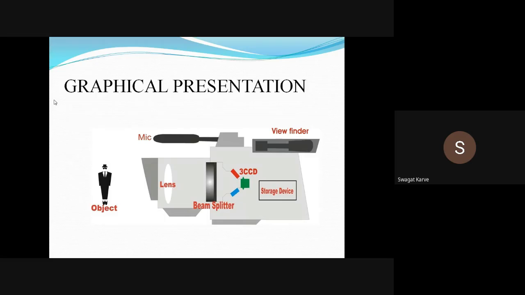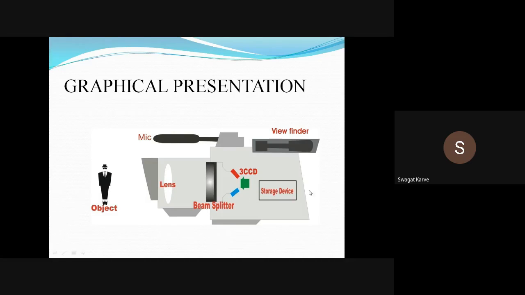So these are the main parts of the camera. Now how or where all these different parts are fitted into a camera. So this is a general view of your video camera. So this is the object, right? Then you must have the lens, then a beam splitter. Now this CCD sensor is normally used to record your image, right? This is the image sensor.